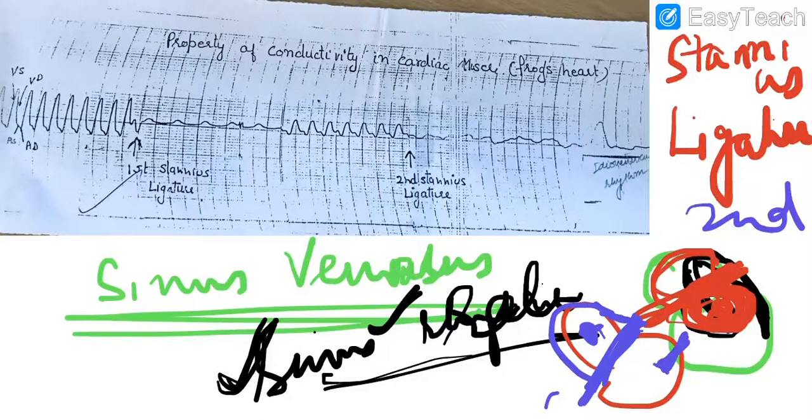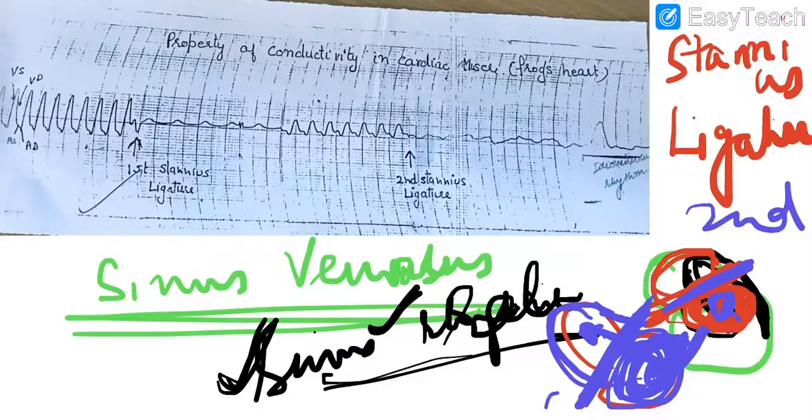The ventricle, which has the lowest rate, after some time will contract at its own rate. The important thing is that we are recording the contraction of the ventricle. Initially, the recording of the ventricular contraction was controlled by the sinus venosus. Then we tied a ligature between the sinus venosus and the atria, so the rate was controlled by the atria. Now we have tied the second ligature between the atria and the ventricle, so the ventricle will contract at its own rate. That is Stannius ligature 1 and 2.